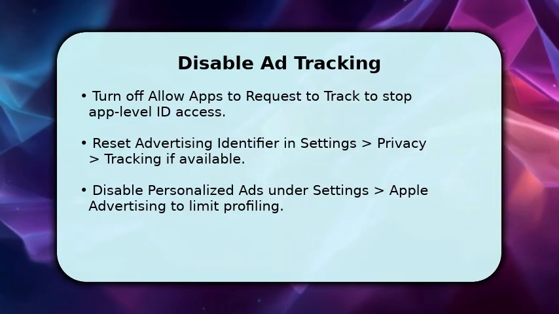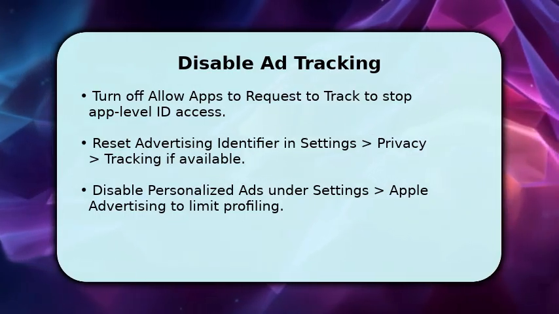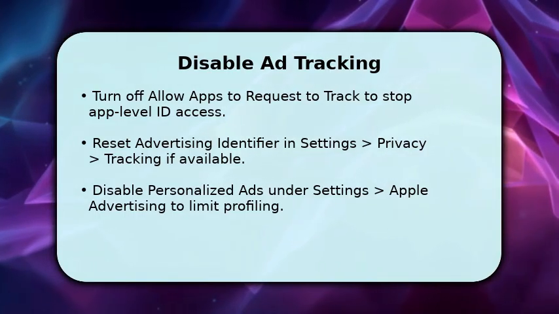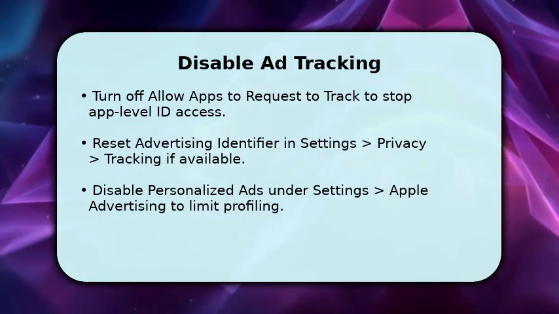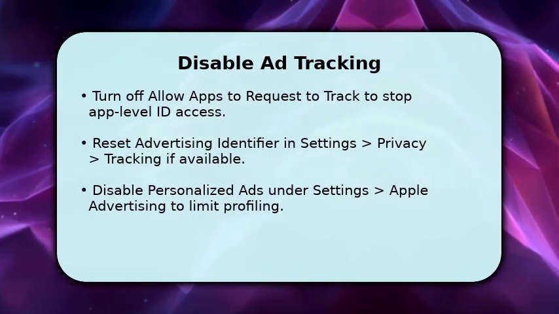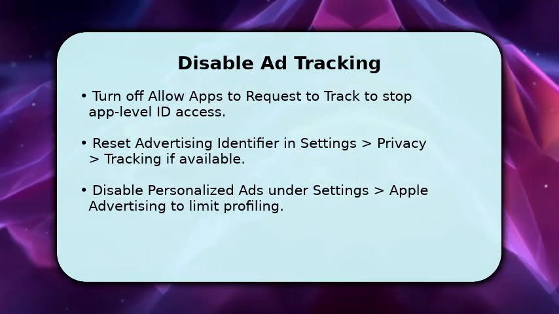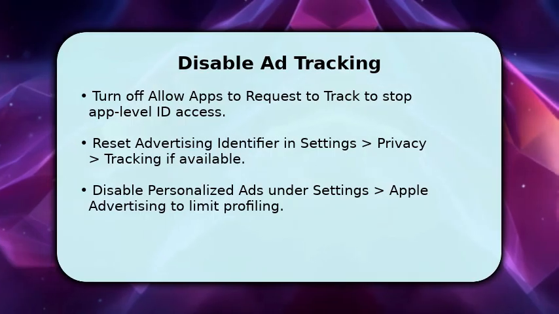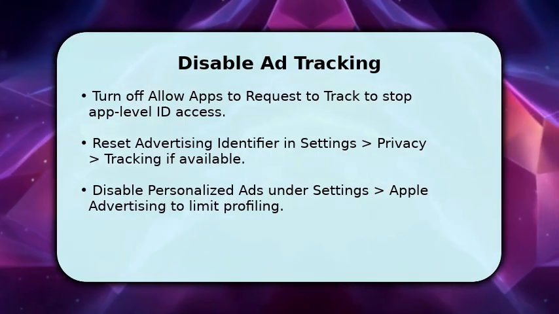Next, reset the advertising identifier to clear past signals, and then disable personalized ads under Apple Advertising to reduce ad tailoring. These steps reduce targeted ads. They won't remove all ads, but will make them less relevant and lower tracking. Make sure to check app permissions for any.